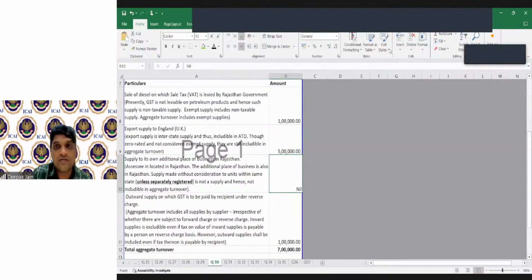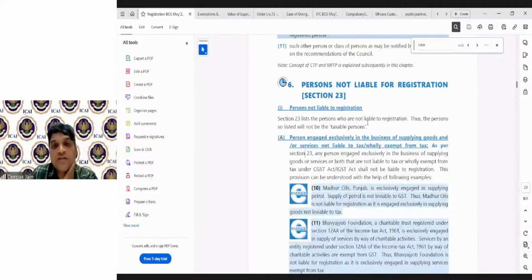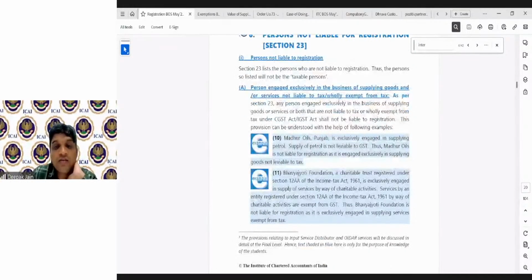Okay, I'm referring to this provision, which says persons not liable for registration under section 23: a person engaged exclusively in the business of supplying goods and services not liable to tax, or wholly exempt from tax, are not liable for registration. So in this case, he will not be liable for registration.